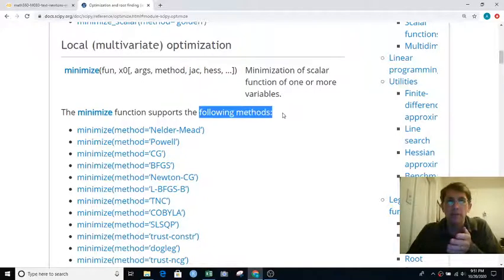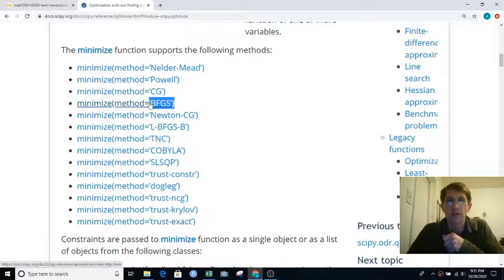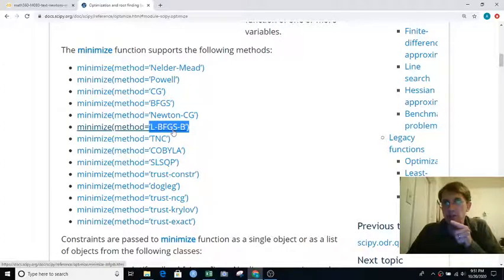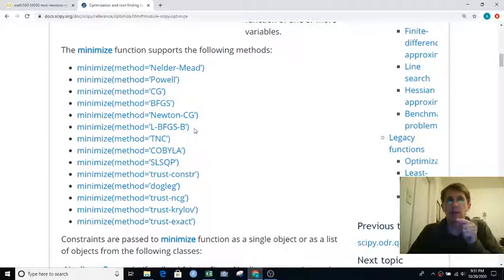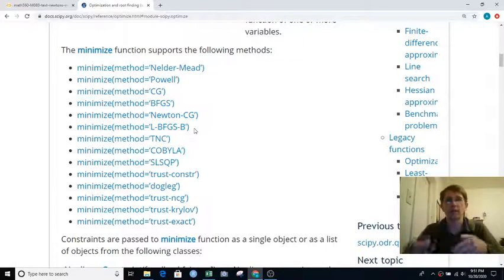Of the following methods, which have we seen? Well, we've talked about BFGS, that's that quasi-Newton method. We've talked about limited memory BFGS, and then the B here means box constrained, so that's the simplest kind of constraints you can have, like x1 has to be between this and this, x2 has to be between that and that, x3 has to be between this and this, and so forth.